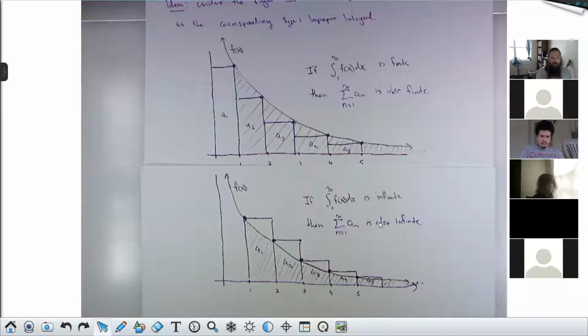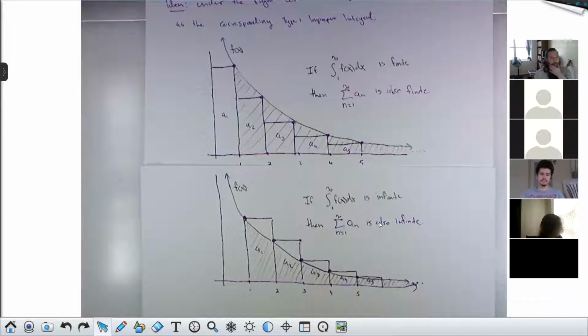What this means is that they have to do the same thing. If one is finite, the other is finite. If one is infinite, the other is infinite. There are four total things that you could say. If the integral is finite, then the series is finite. And if the series is finite, then the integral is finite. If the integral is infinite, then the series is infinite. And if the series is infinite, the integral is infinite. They play the same. That's the way to remember it.